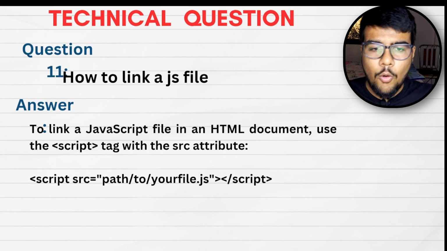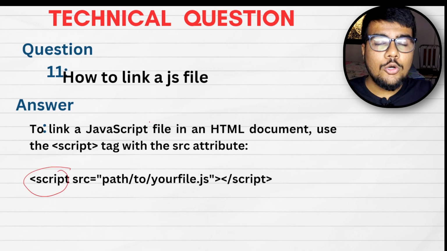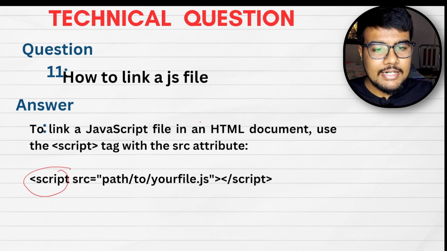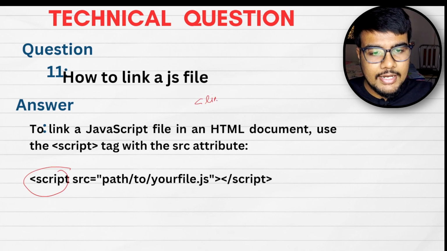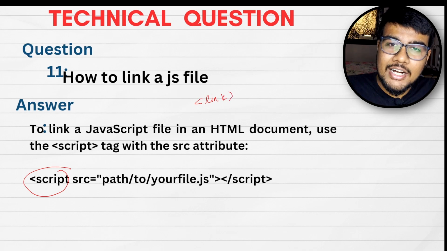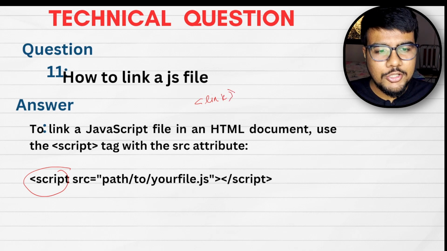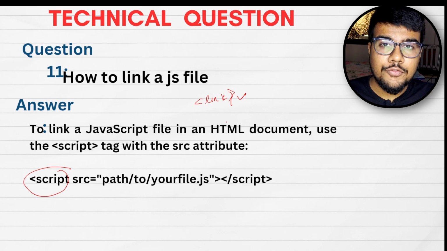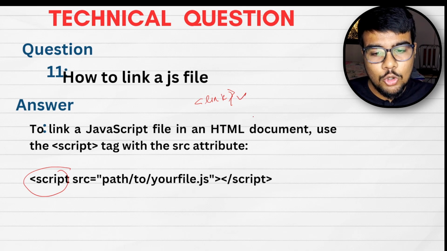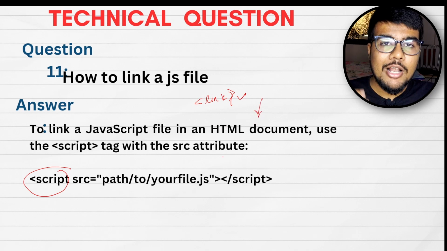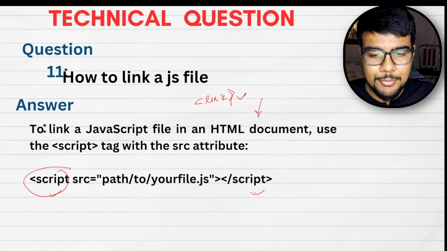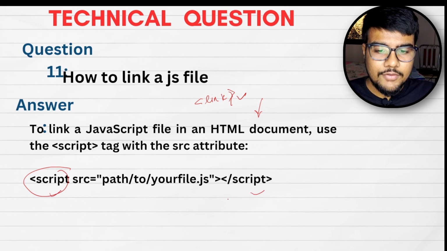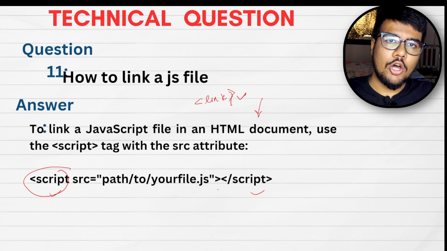Fair enough. How to link a JS file? You can link a JS file using a link tag. If you want to add another JS file into your HTML script, you can use the link tag. But what if you want to implement JS code in your same HTML file, then you need to use the script tag. Okay, for the script tag also you can link your code.